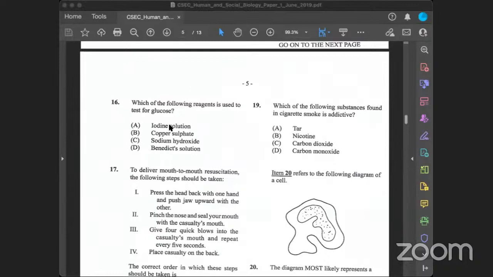They asked us one of the multiple choice in the paper 2 question. Yes, sir. Benedict's solution. Yeah, so testing for glucose, the answer is going to be Benedict's solution. Iodine test for what? Starch. Good. And copper sulfate test for what? Copper sulfate and sodium hydroxide are for protein. Okay? Good.